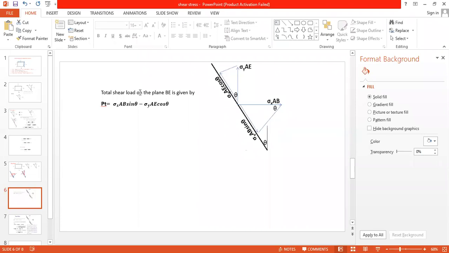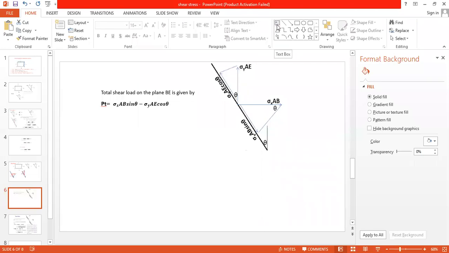Now the total shear load or tangential force on plane B, suppose it is PT because it is tangential force. Sigma x AB sin theta is acting in the downward direction. I am taking this downward direction as positive because we are going to calculate only the resultant. This, in the opposite direction, I will consider as negative. I want to calculate magnitude only. So you get sigma x AB sin theta minus sigma y AE cos theta. This is the total tangential force on plane B.